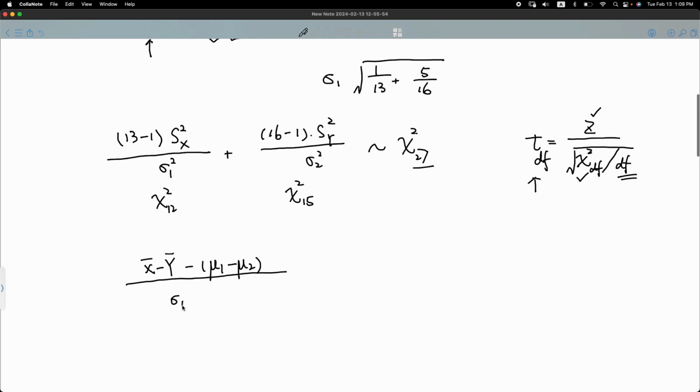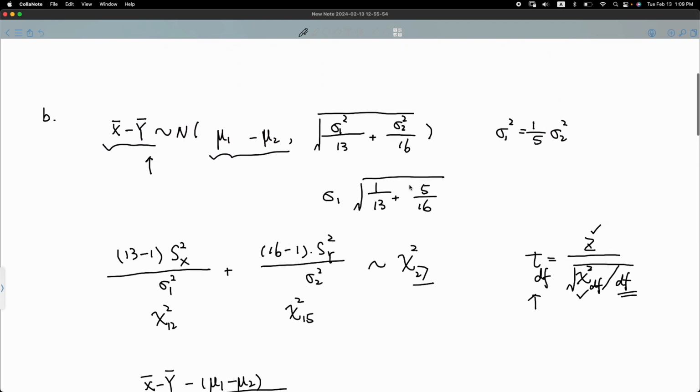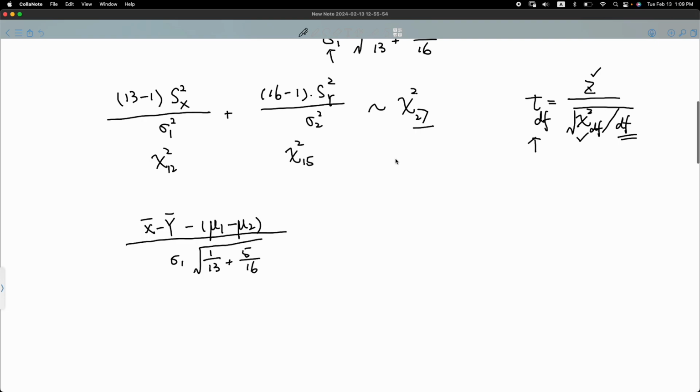Which is sigma 1 multiplied by the square root of 1 over 13 plus 5 over 16. And this is coming from here. Because we also have an additional equation here, we can express this variance involving only sigma 1. Okay, so this should give us the standard normal on the numerator. And now we just need to work on the denominator.